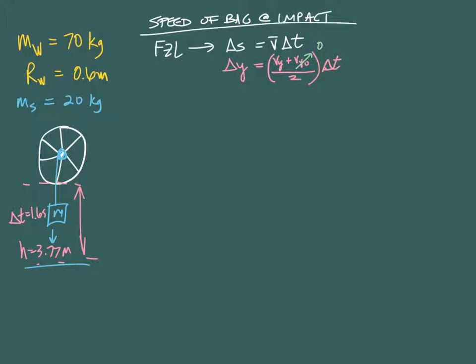And if I solve this equation for Vy, I'll multiply both sides by 2, divide both sides by delta t, and I get my Vy is really just 2h over t, and I get 4.71 meters per second out of that.